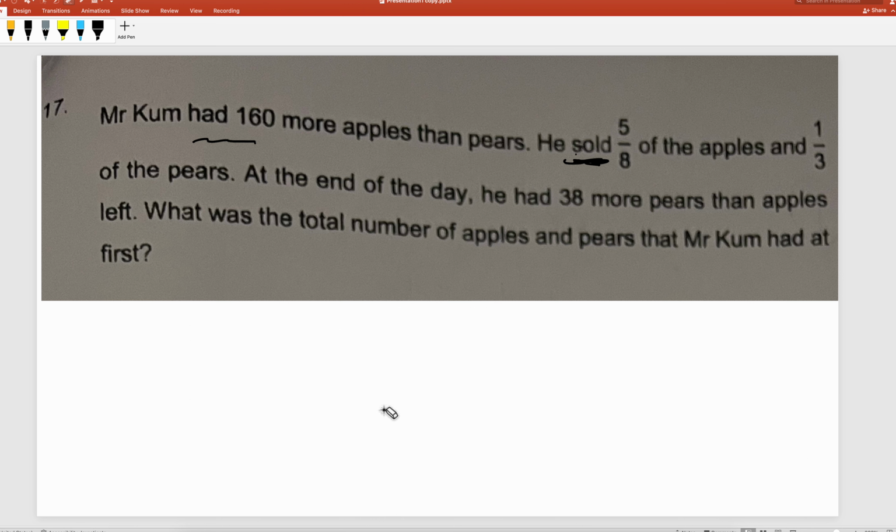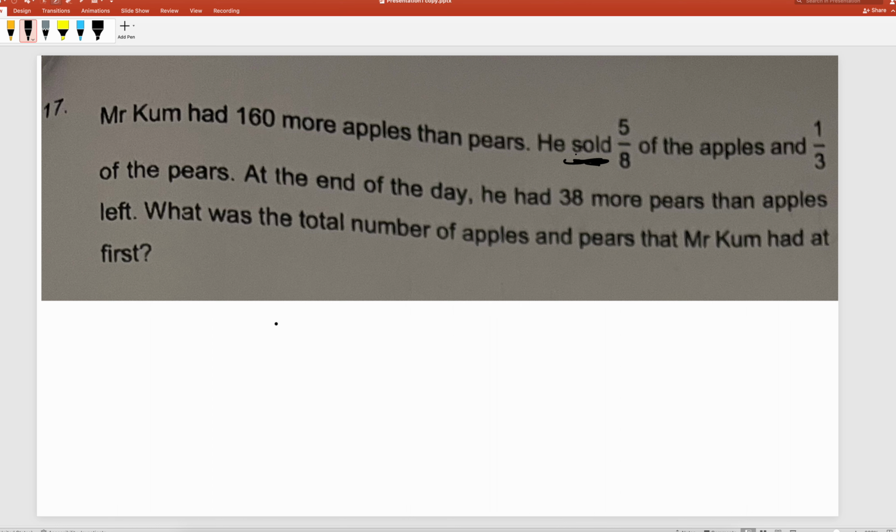Do you know the model method, 怎么画 model 吗？有学过吗？ I just want to know whether you have learned it before or not. 有学过吗？ 自学有学过对不对？Okay, never mind. If you have not learned, never mind. You don't have to learn it actually.